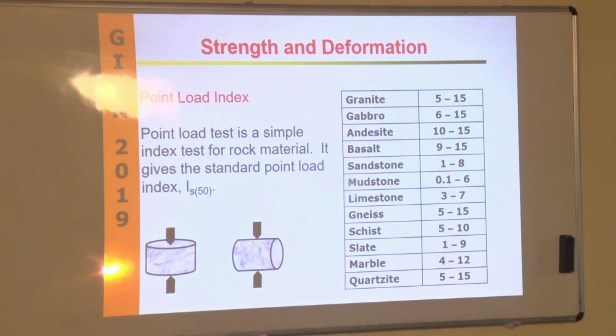So point load is very simple, and you saw the machine before, the figure of the point load machine. Point load means that you take a rock, put a finger on each side, and press until it breaks. That's the point load. You fail the material by pressing at two points across, along the same axis, and that will create a failure.